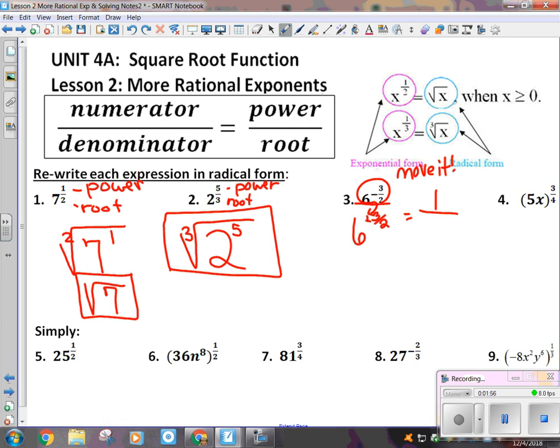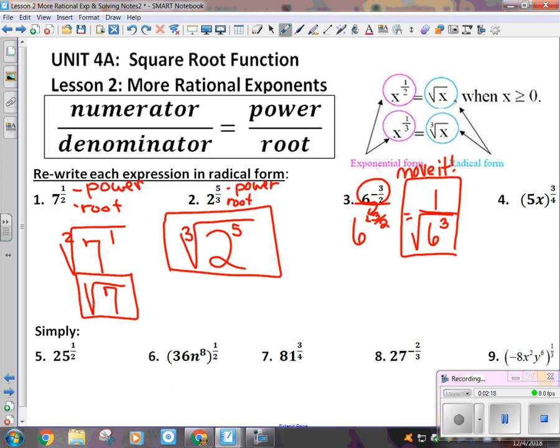Now, is it 6 to the 3rd power or 6 to the 2nd power? 6 to the 3rd power, and we're taking what? The 2nd root, or the square root, and that's my final answer. The only thing that really happened is that the negative exponent moved my answer to the bottom of a fraction instead of the top of a fraction.